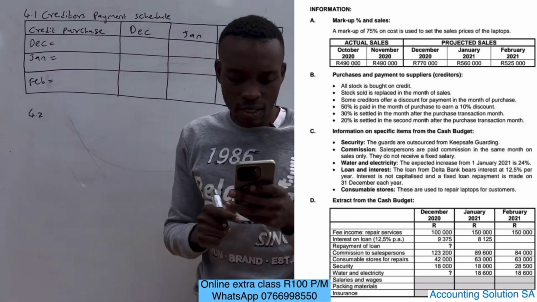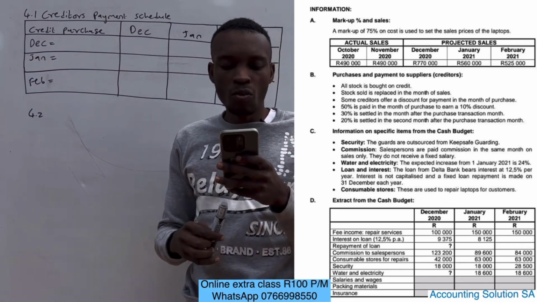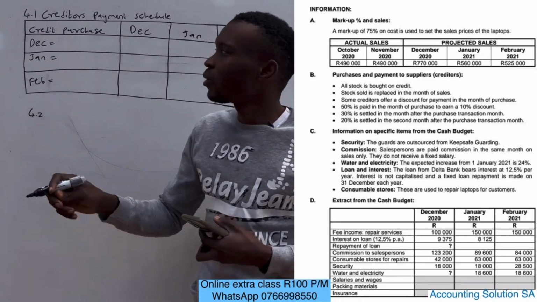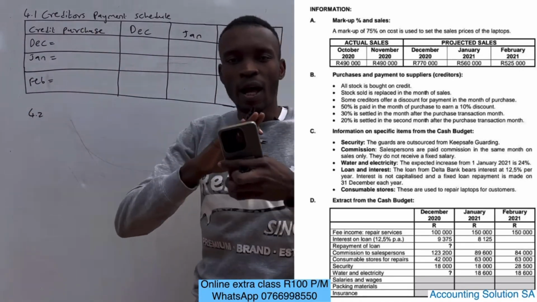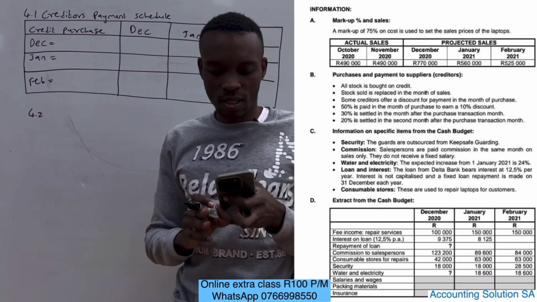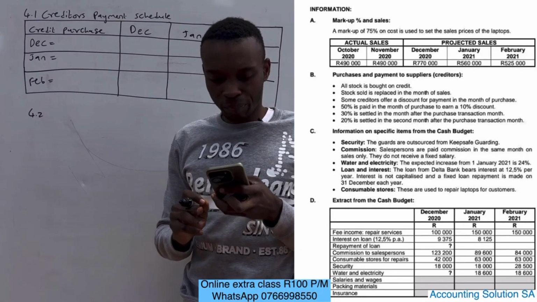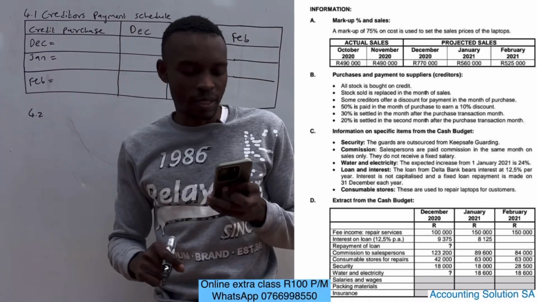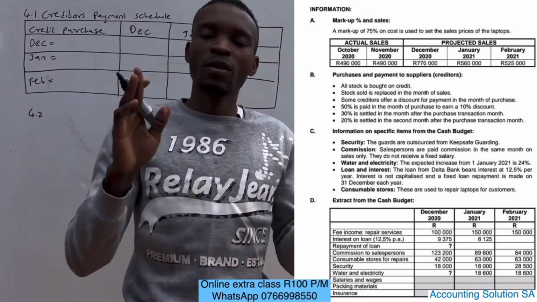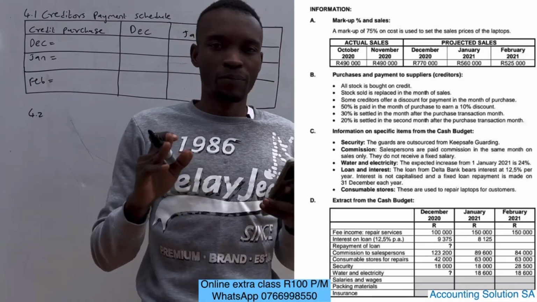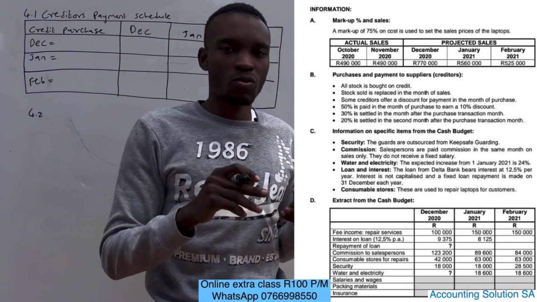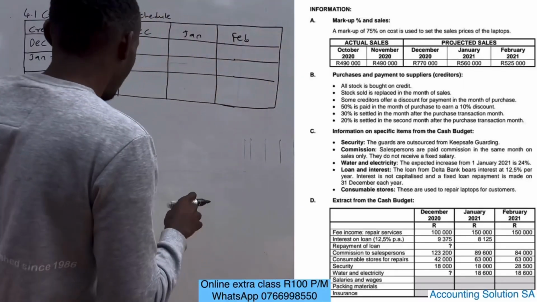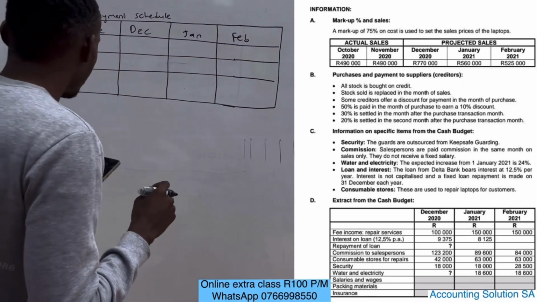Let's read number B. All stock is bought on credit, which means that 100% of it is on credit. Now let's calculate. Because we have a markup, we can calculate our credit purchase. Because they said all of it is credit, there is no need to calculate the percentage of credit purchase again, because all of it, they said, is on credit.